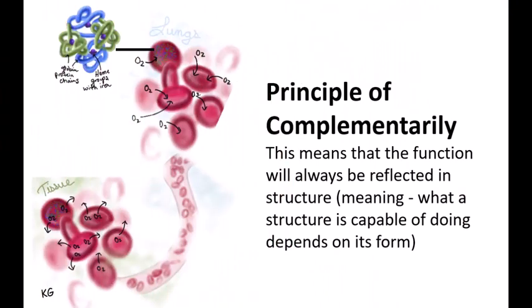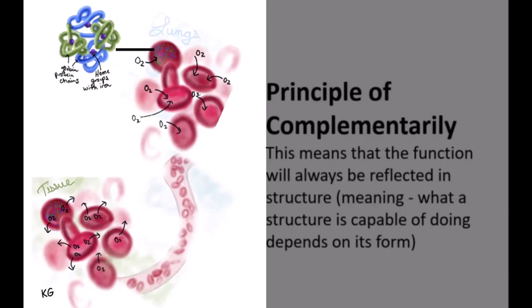A really important underlying principle is the principle of complementarity. This means that the function will always be reflected in the structure, meaning what a structure is capable of doing depends on its form. Well, what do I mean by that? A few examples may help here.